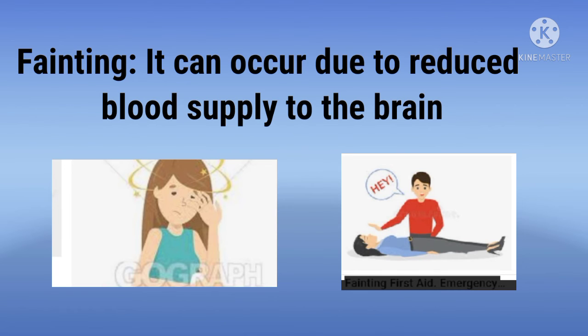Fainting may occur due to reduced blood supply to the brain. If any person faints, do the following. Make the person lie flat on his back. Allow fresh air around the person. Loosen the tight clothing of the person.